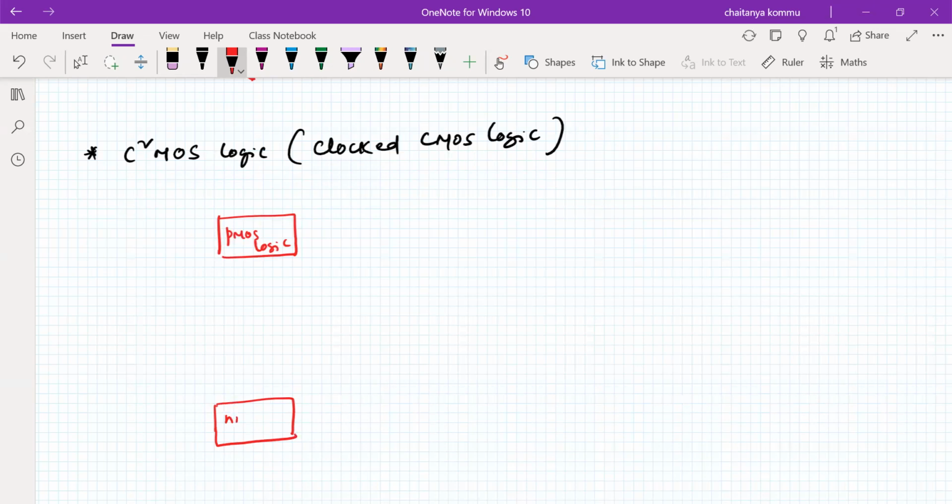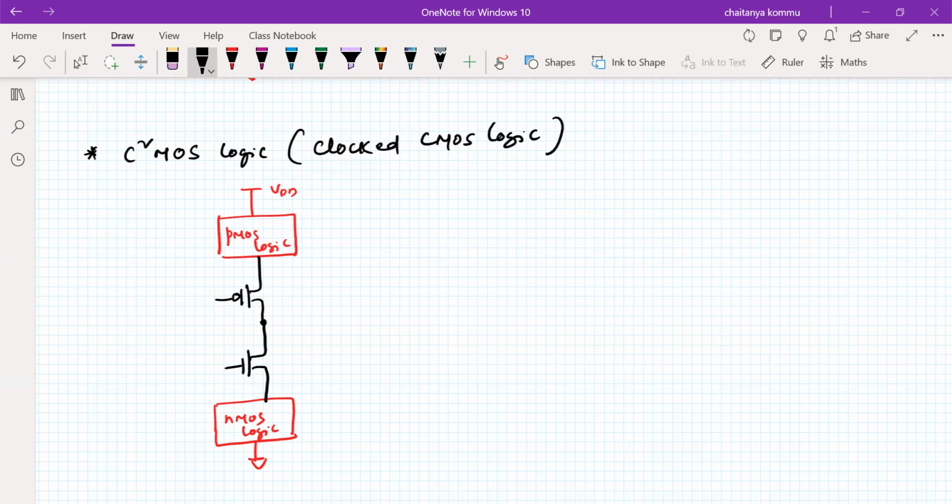We use NMOS logic. Okay, so this is called VDD. This is called ground. Now what we have to do is consider a PMOS transistor at the output node and an NMOS transistor at the output node. This is what we have to do.